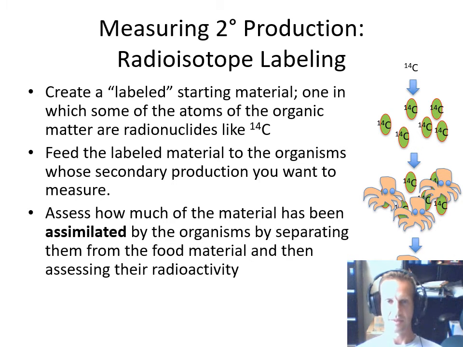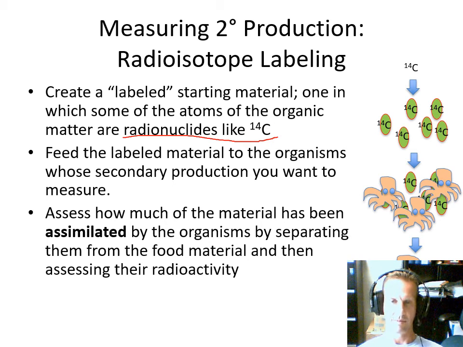One of the most common types of labeling material used in these studies are what we call radionuclides, like carbon 14, abbreviated with this 14C. And so we can actually easily measure the amount that's been incorporated by measuring the level of radioactivity in the animals or whatever other heterotrophic organisms we're looking at. They could be bacteria or something. In my picture, they look like little octopuses, but more commonly, this technique is used not on multicellular organisms like octopuses, but on simple microbes. Anyway, that's the radioisotope labeling method.